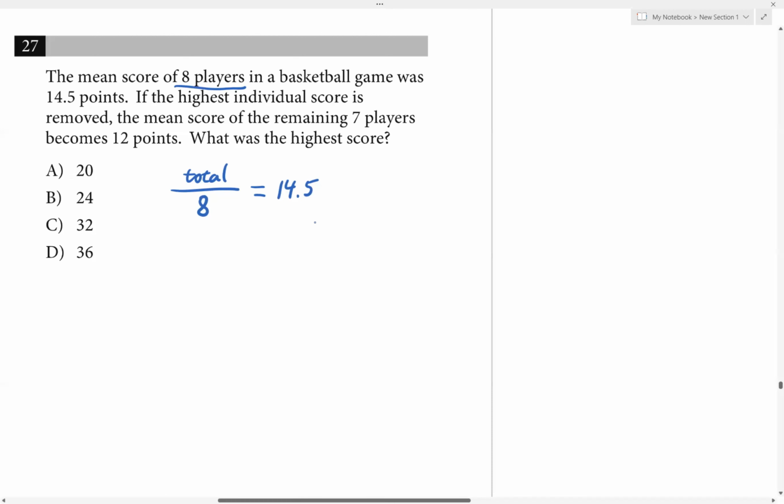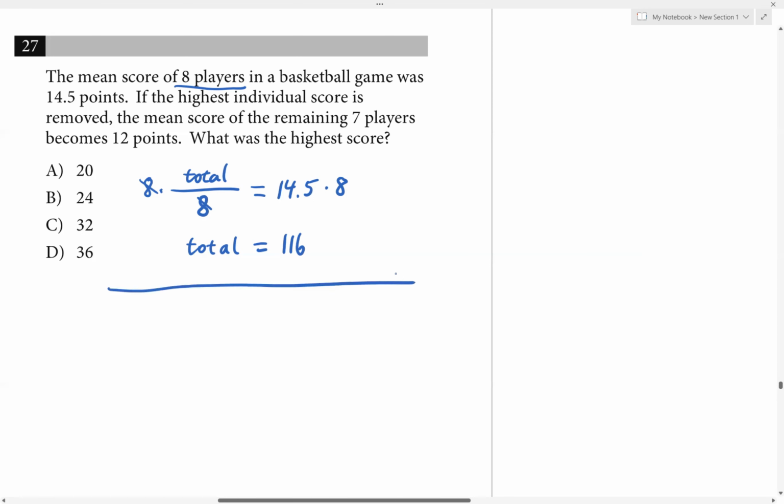So we can solve for the total by multiplying by 8 on both sides. The total is 14.5 times 8, which is 116. So the total number of points for those 8 players should be 116. Again, we don't know the individual scores, but the total has to be 116, otherwise they won't be able to average 14.5. So for the first group of 8 people, the total is 116.